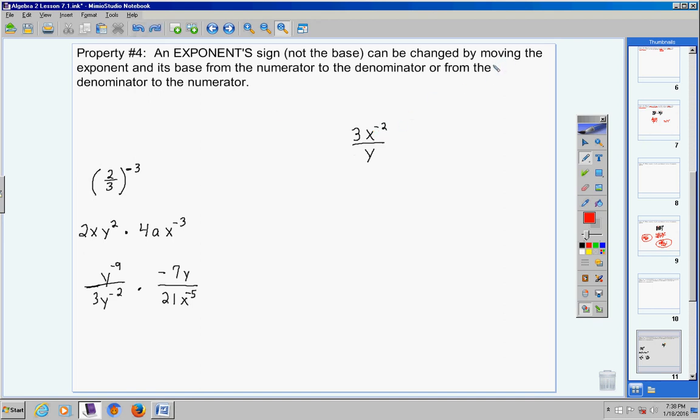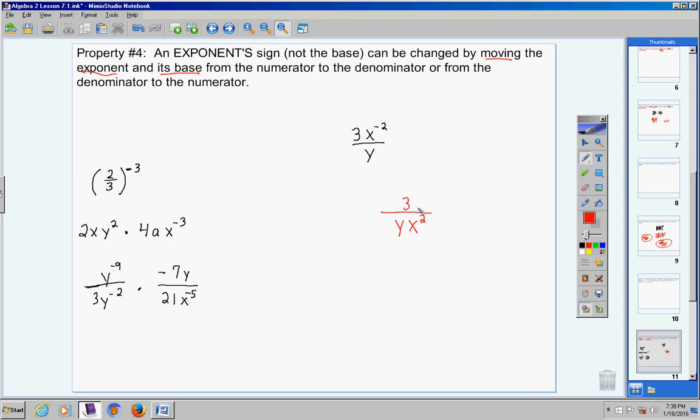How? Are you reading? Read carefully. You move the exponent and what else? Its base. So what is the exponent I'm trying to change? That one. What is the base? Not the 3, not the y. What's the base of the negative 2? X. So I'm going to move the x and the negative 2 to the bottom. Now what's already in the denominator? A y. What am I bringing down? An x. What happens to the negative 2? Becomes a positive 2. What's left up top? 3. Now that's it. We're finished, okay?